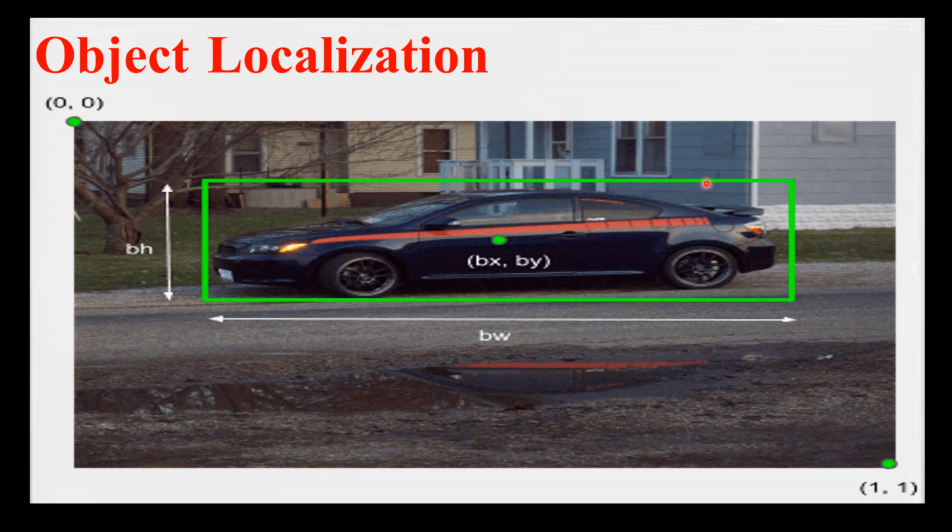Now this bounding box can be initialized using the following parameters. First is bx, by, that is the coordinates of the center of the bounding box. Then bw, the width of the bounding box with respect to the image width. Then we have bh, the height of the bounding box with respect to the image height. Now by predicting these, they calculate the mean IOU and then predict the bounding box, which is to localize the object in the image.